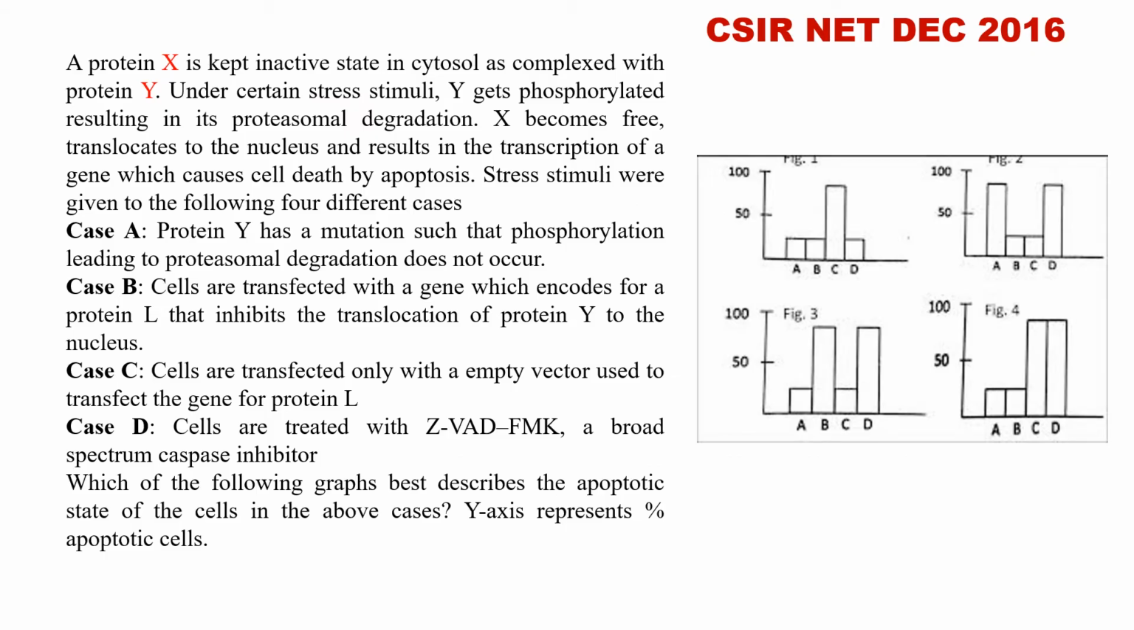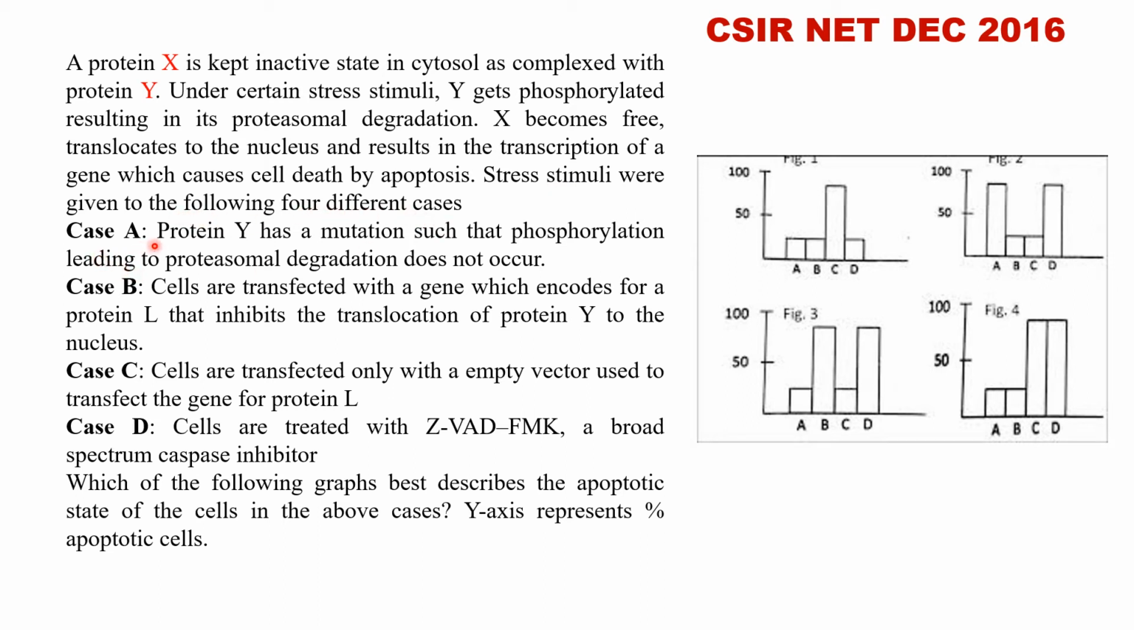This is the question from CSIR NET December 2016. Question is, a protein X is kept in inactive state in cytosol as complexed with protein Y. Under certain stress stimuli, Y gets phosphorylated, resulting in its proteasomal degradation. X becomes free, translocates to the nucleus and results in the transcription of a gene which causes cell death by apoptosis. Stress stimuli were given to the following four different cases.